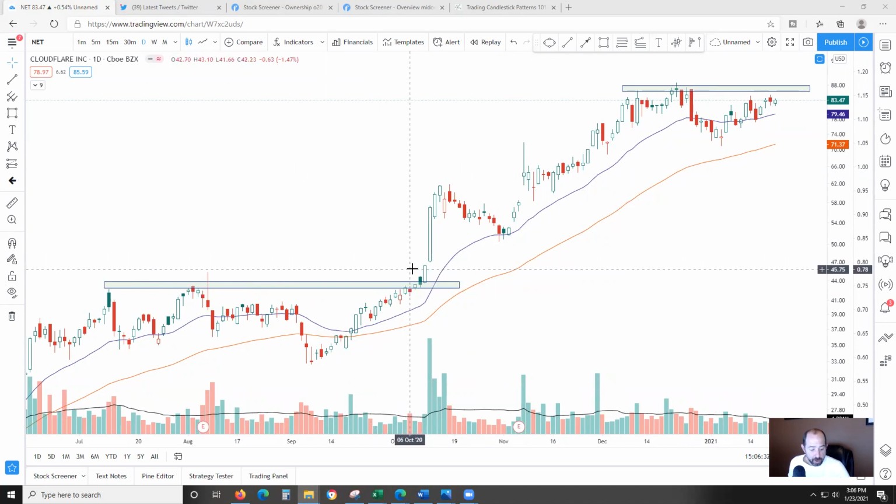And you can see here, we want to see big volume on breakouts. We want to see low volume on pullbacks. So as it's pulling back, we want to see low volume, and let's just talk about that for a second before we move on.